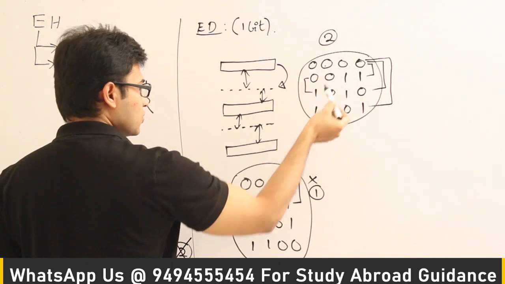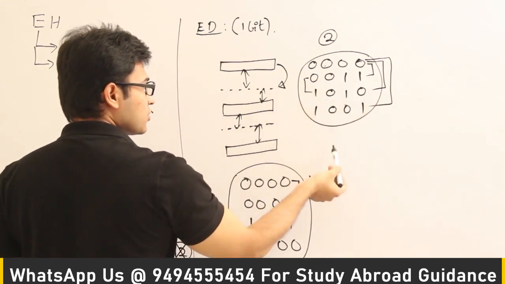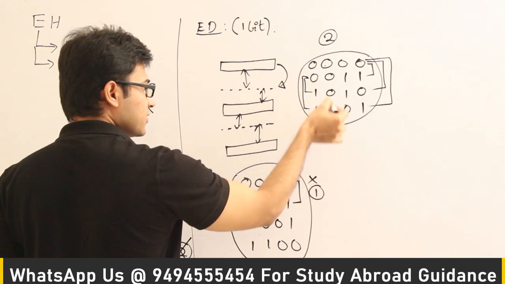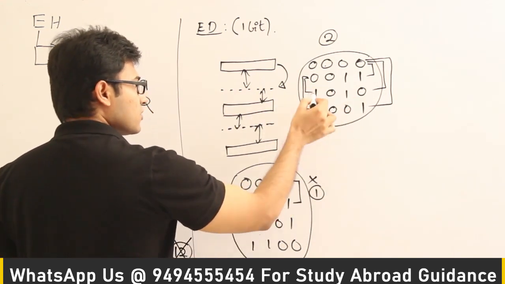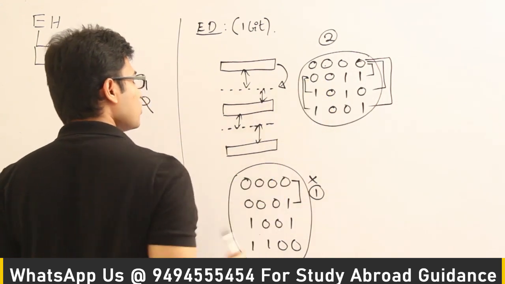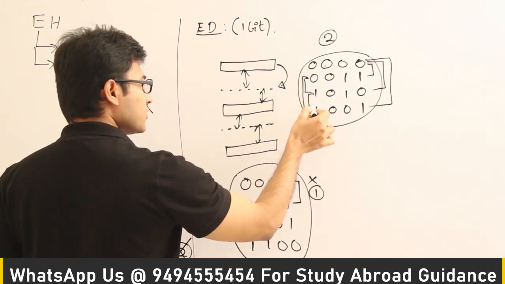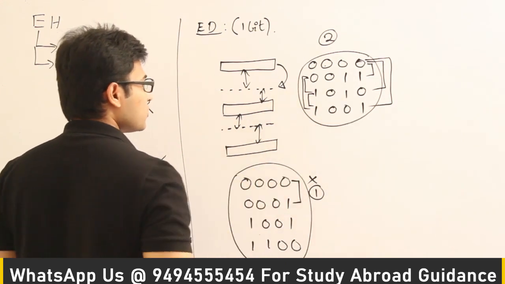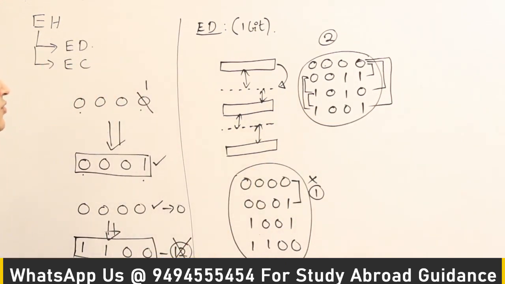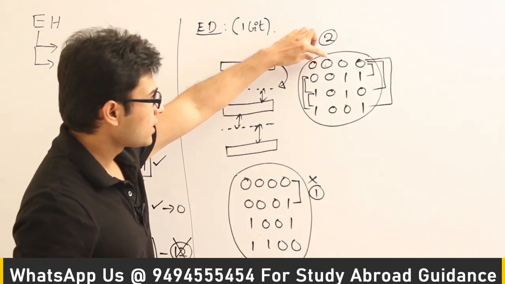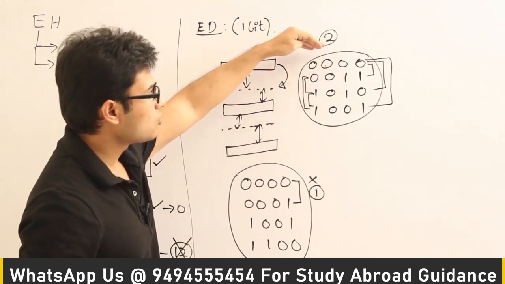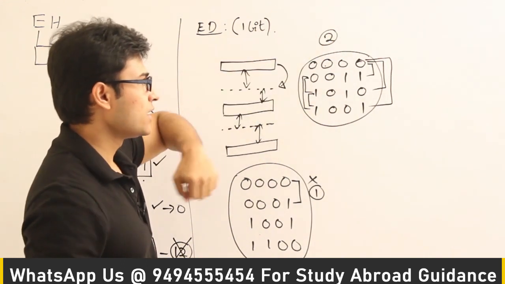So check these two. The distance between these is also 2, and between these two, the distance is also 2, right? So even this one is at distance 2 from all the others. Now check the distance between these two. It is also 2. Therefore, we have found out that the distance between every pair of valid codes is at least 2. Therefore, if there is 1 bit error, that will definitely take any combination to some other combination which is not valid.